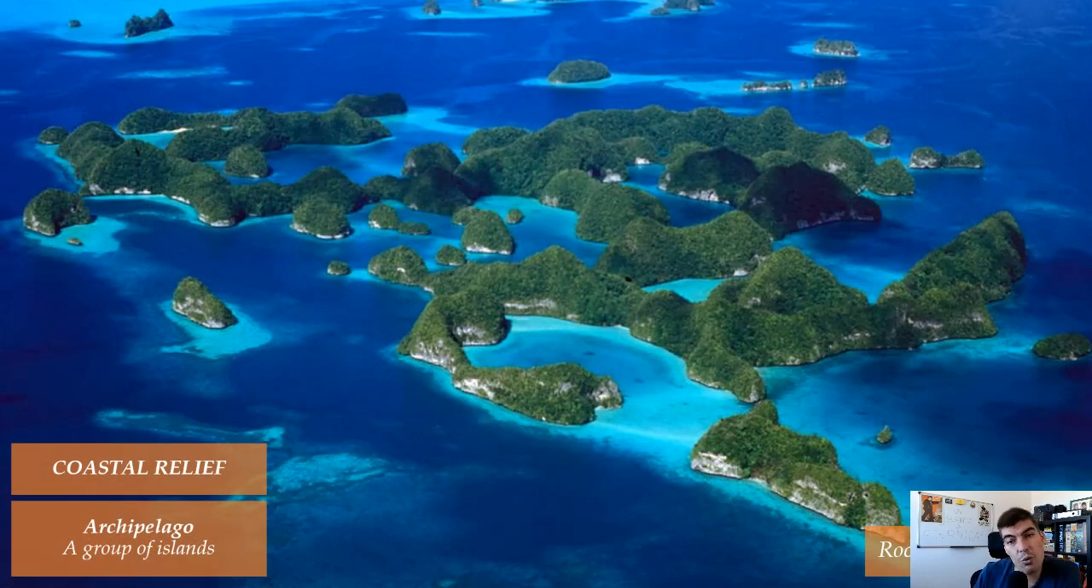Now we are going to switch to another type of relief, which is the coastal relief, okay? Remember the relief of the coasts. What types of relief can we find here? First, an archipelago, which is un archipiélago in Spanish, which is a group of islands. As you can see here, the rock islands in Palau, in the Pacific Ocean.